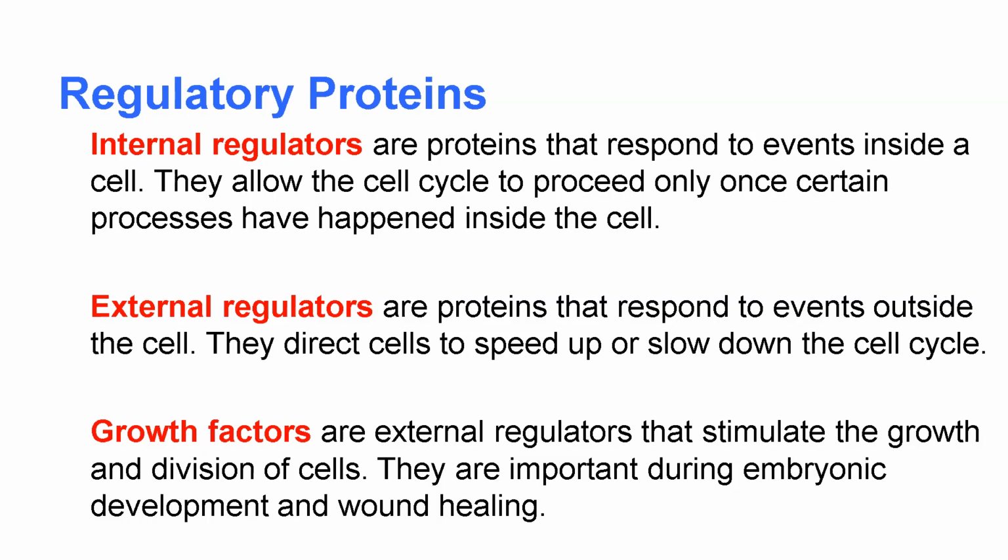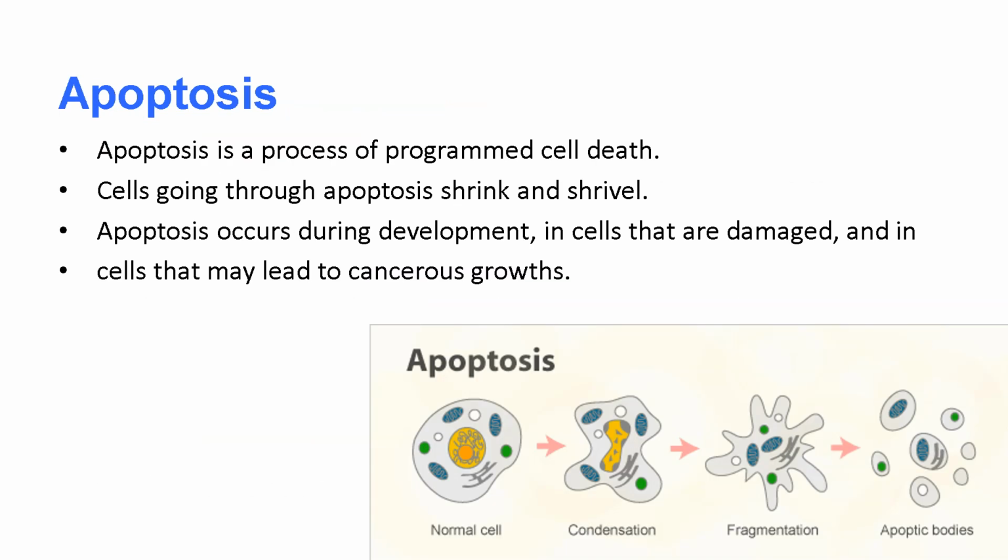And so there's regulation inside, outside, and growth factors. Okay, I would know these definitions. Internal are proteins inside the cell. External ones are, of course, come from the outside world to see if the cell's okay. And growth factors are external regulators that stimulate growth. Example, HGH. So when a cell's not doing well, it goes into apoptosis.